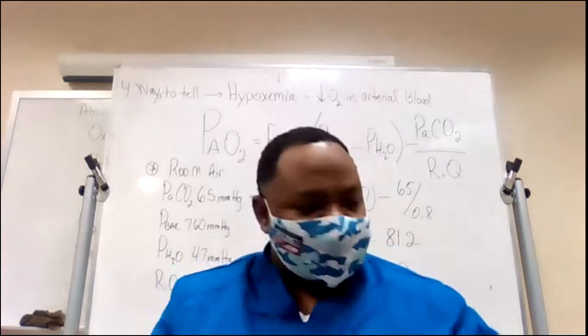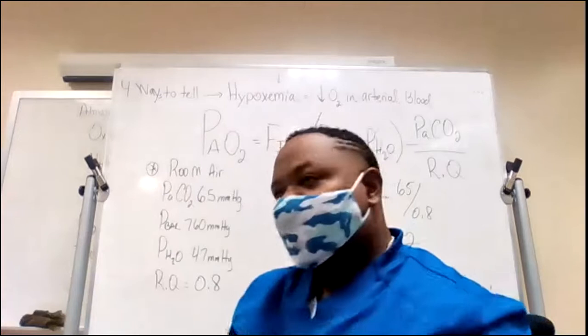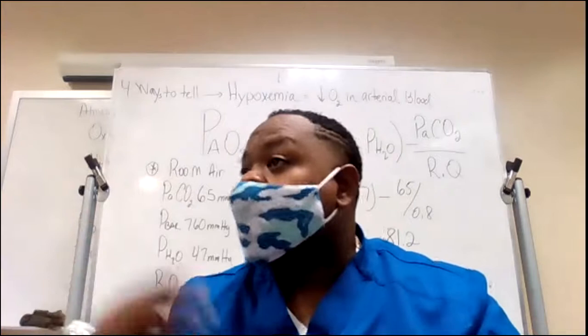What is the range, what's the number? You want it to be about 100. There's really not a range. You want it to be about 100, because on room air and everything normal, it should be about 100. Now, if they're on oxygen, it's going to be higher than that. If they're on more oxygen than room air, it'd be higher than that.